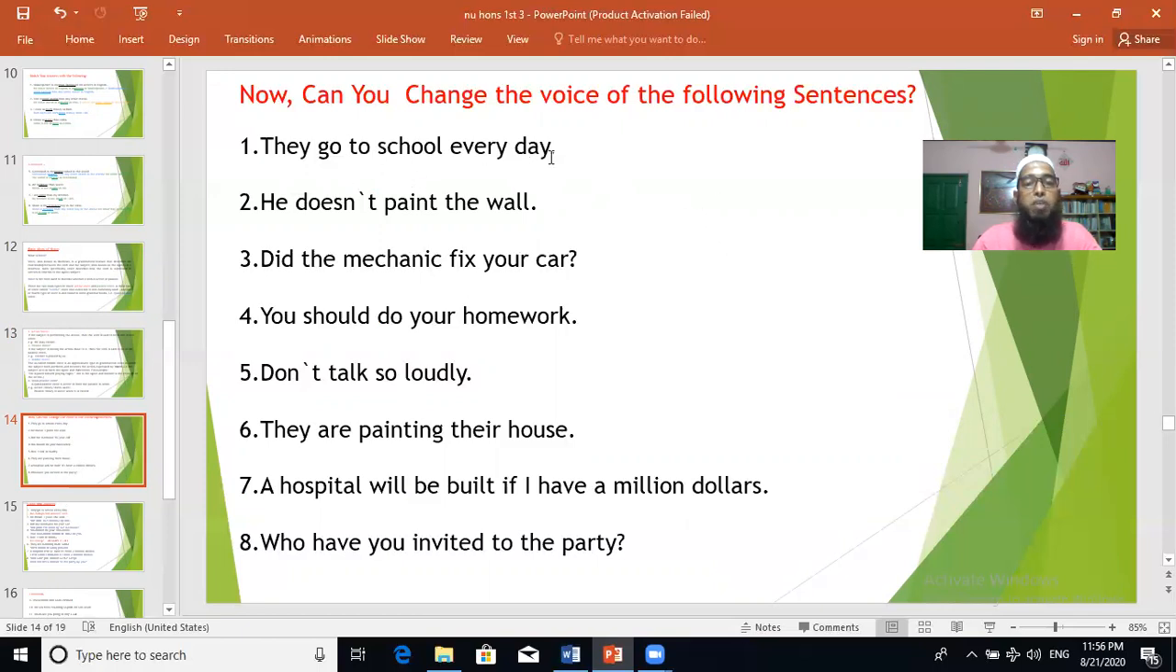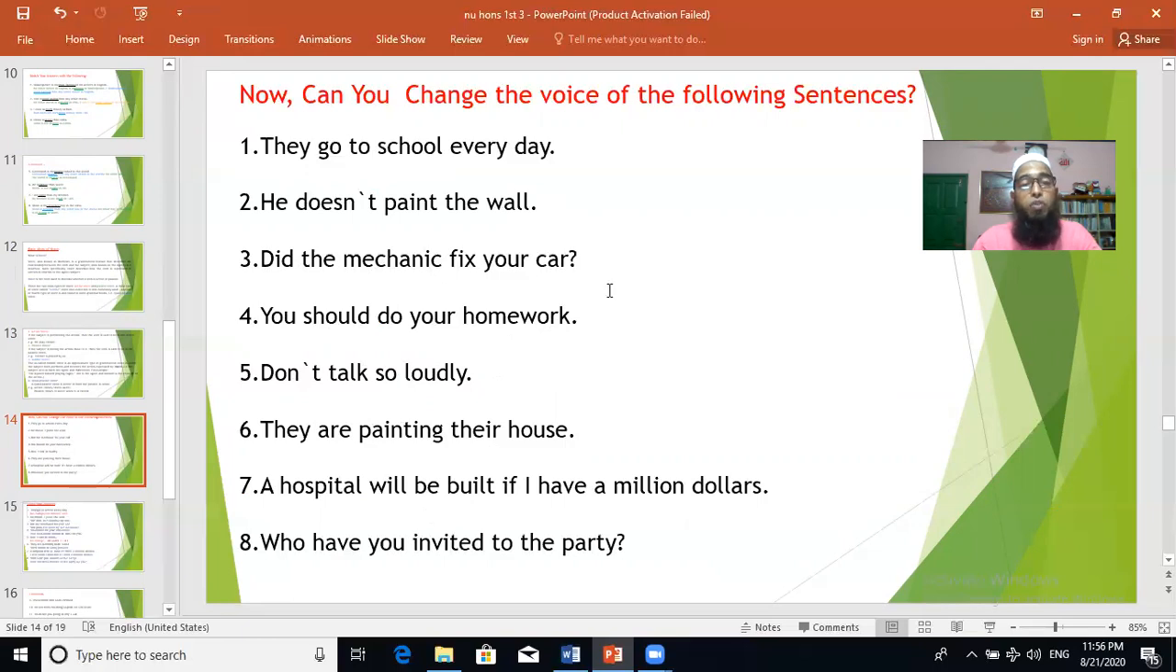They go to school every day. He does not paint the wall. Did the mechanic fix your car? You should do your homework. Just change the voice quickly. Don't talk so loudly. They are painting their house.